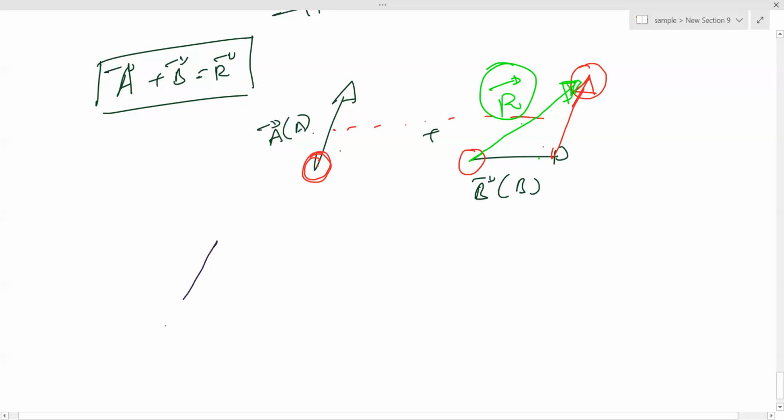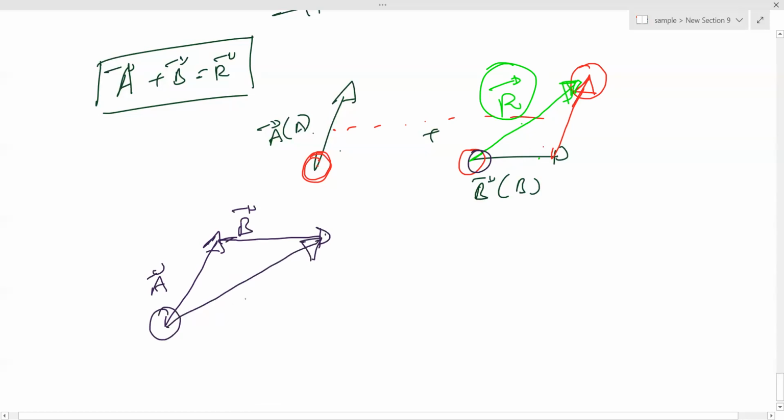A vector I have done. I have shifted A in this way, and I'm shifting B also in this way. I should join one tail with the other head, right? So I can shift B like this, parallel to itself. Now you have to join that free tail and head. Now you have to join both.